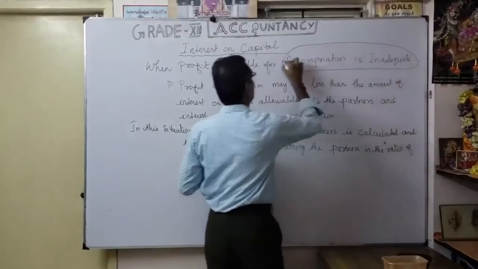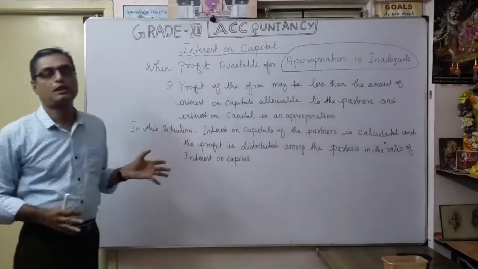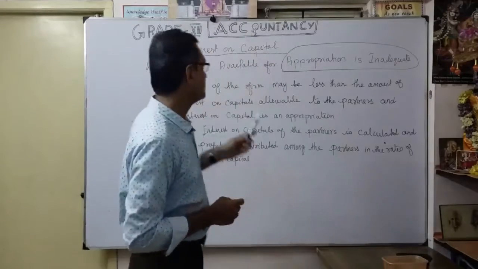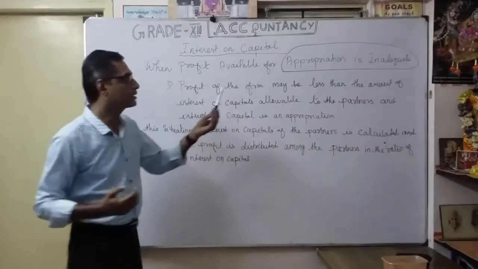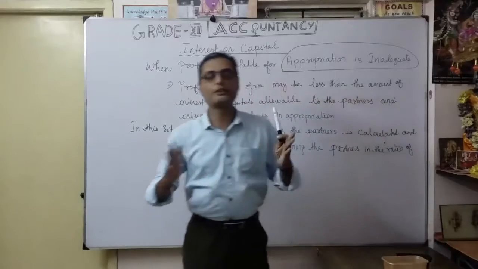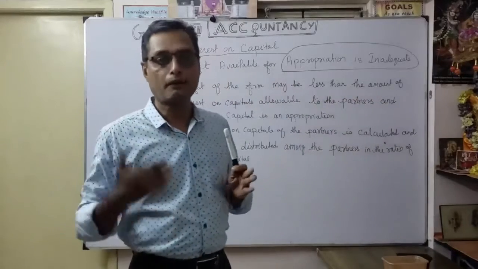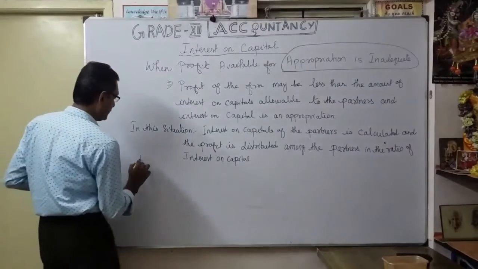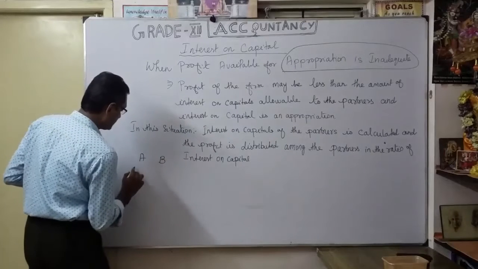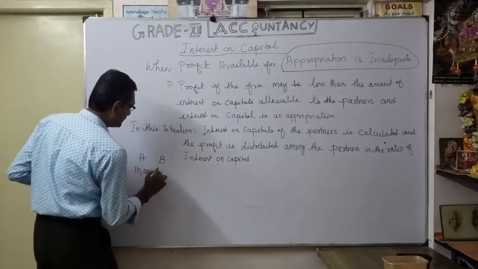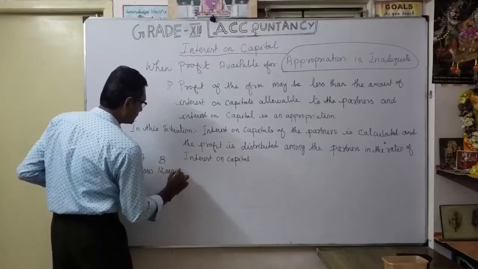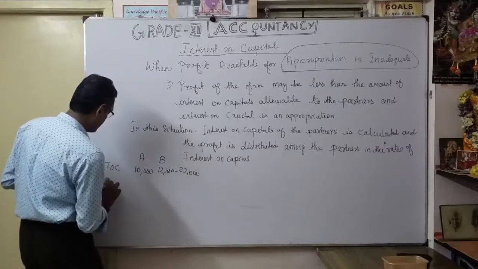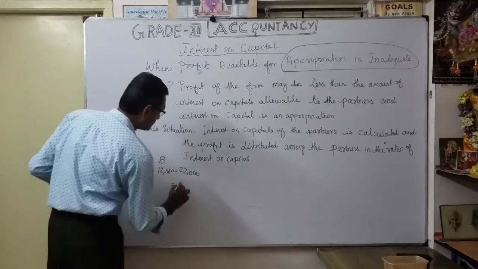You know very well, in the profit and loss appropriation account, from the availability of the profit, we want to show on the debit side interest on capital. So in this situation, when profit is available but appropriation is inadequate, it is difficult to pay interest on capital to the partners. For example, partners A and B. The interest on capital is 10,000 and maybe 12,000, totally 22,000. But the profit is only 20,000.